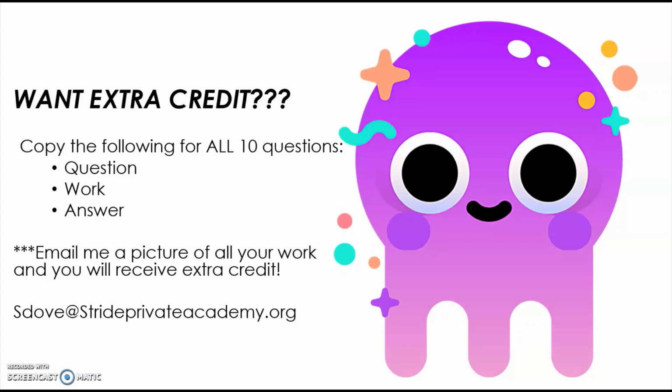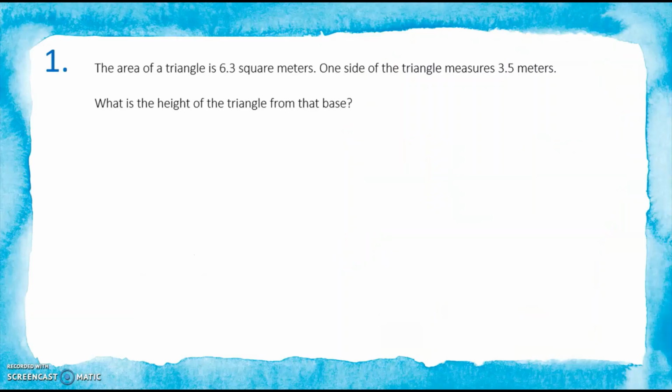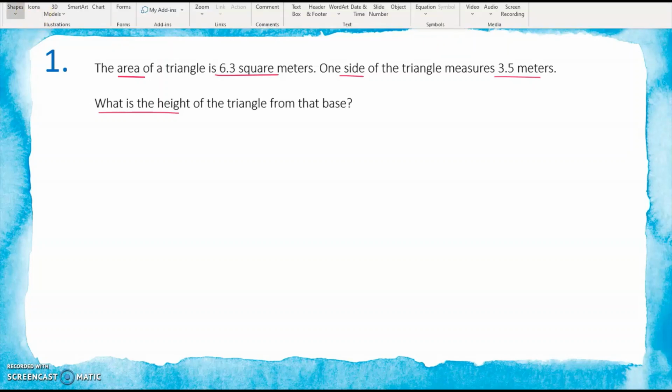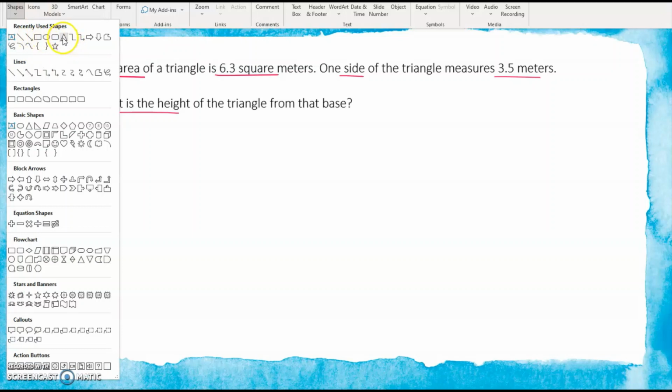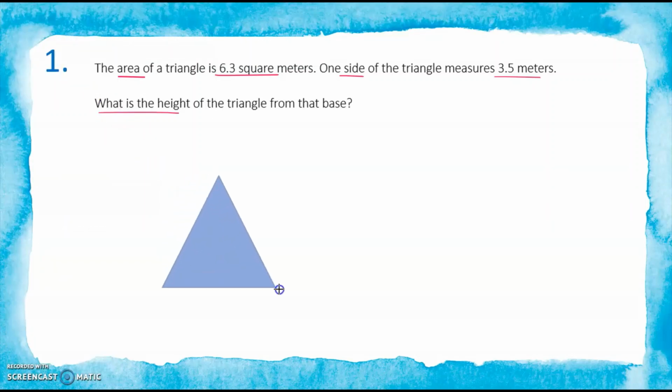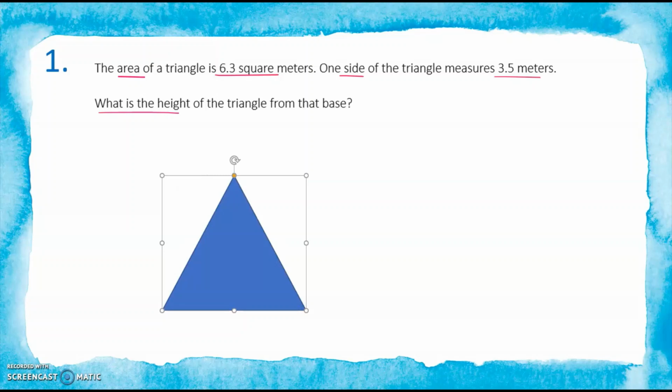So let's get started. Okay, number 1, go ahead and copy the question. If you need to pause, you can. The area of a triangle is 6.3 square meters. That's super important, this is the area. One side measures 3.5. We're going to be looking for the height. So draw the neatest triangle you can. I'm going to put one here so that I can make sure mine's super neat for you guys. It can be a triangle that looks like this. It can be a right triangle.